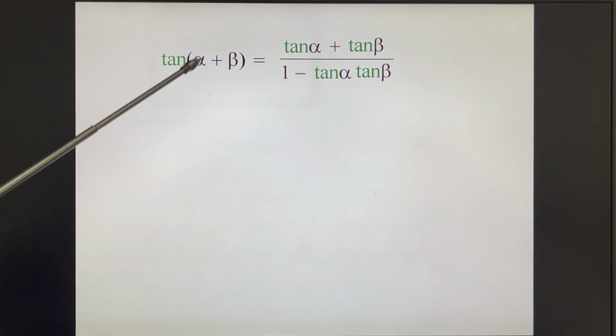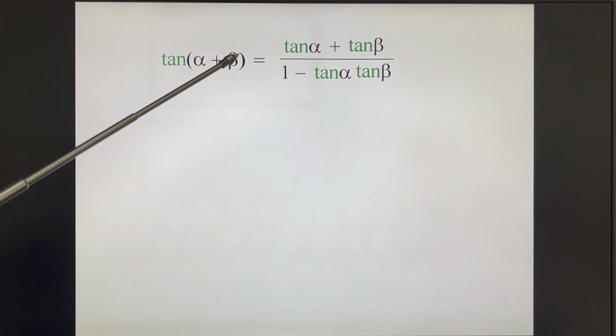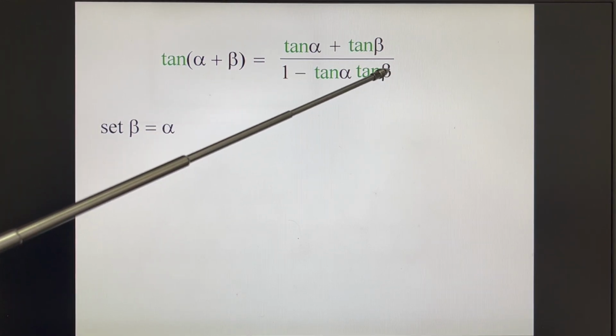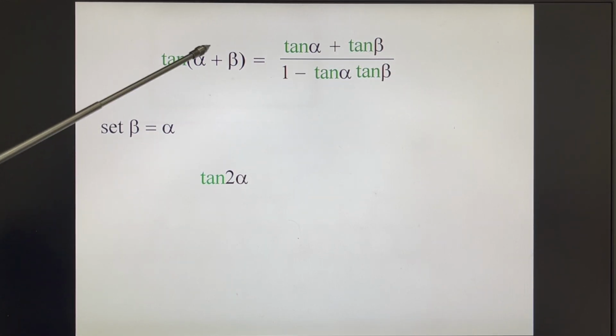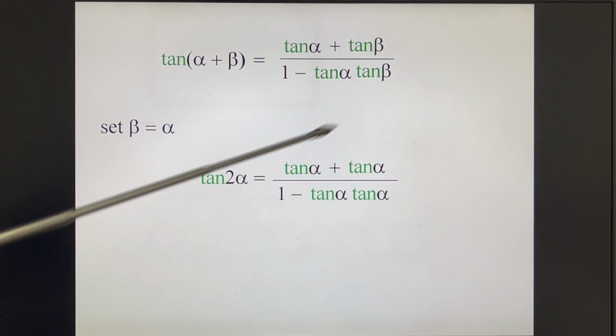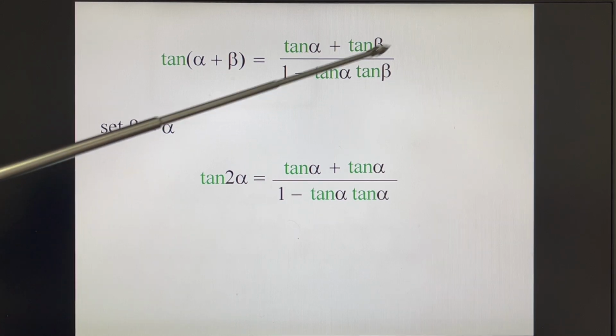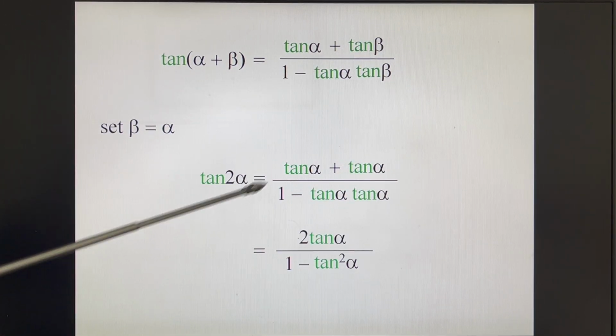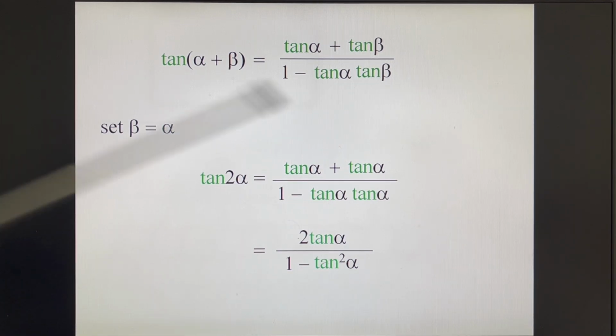How about tangent 2 alpha? We set beta equal to alpha. We get tangent alpha, tangent alpha. So tangent 2 alpha equals 2 tangent alpha over 1 minus tangent squared alpha.